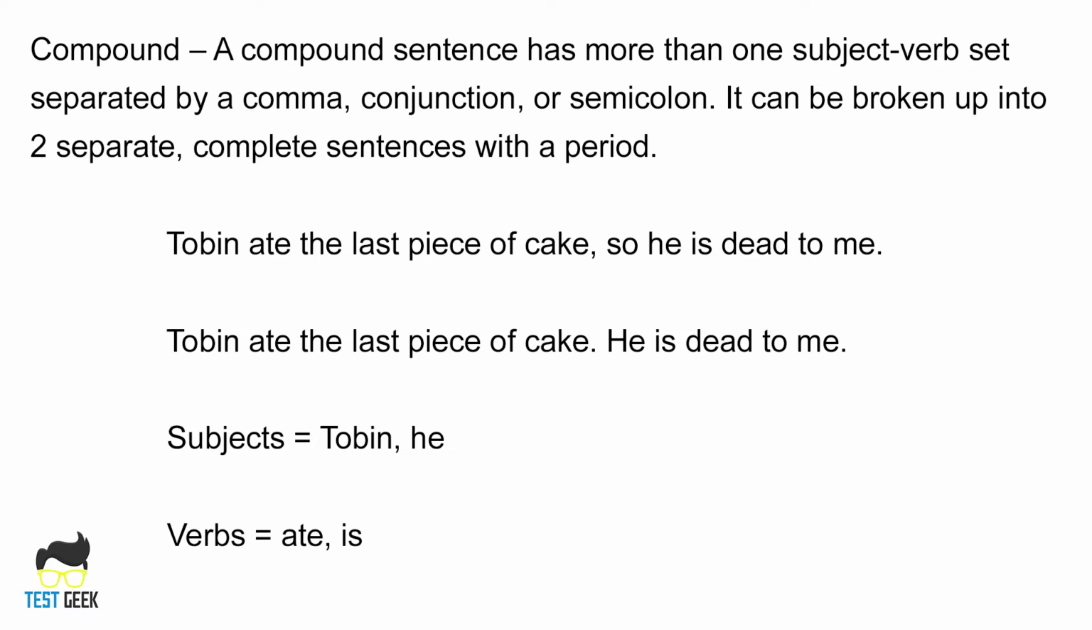So we can separate these two with a comma conjunction, in this case so, or and, or but. Or we can use a semicolon. We could say Tobin ate the last piece of cake, semicolon, he is dead to me. Or we can say Tobin ate the last piece of cake, period, he is dead to me. So there's generally those three ways that you can separate two complete thoughts or two subject-verb pairs. And on the test, you will never be asked to pick between which one of these is most effective. You're just going to be tested on what's grammatically correct.